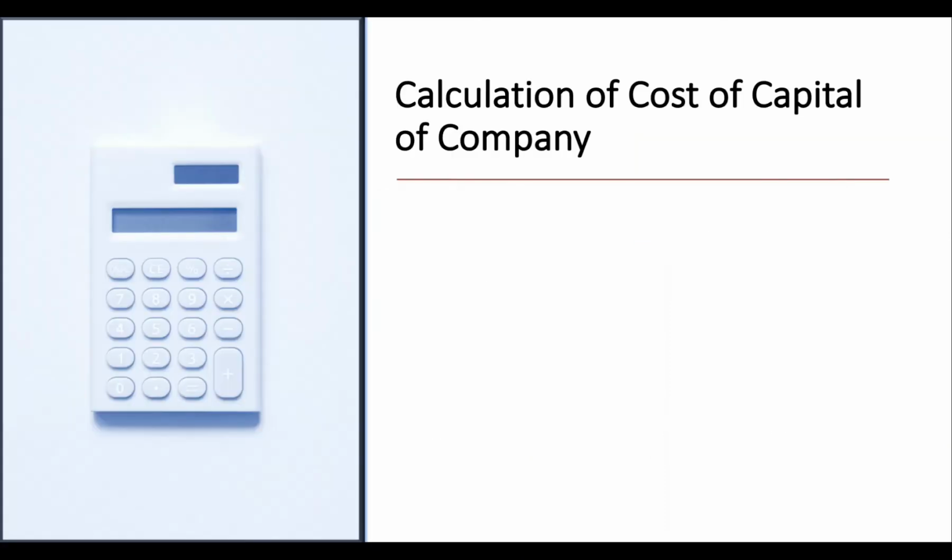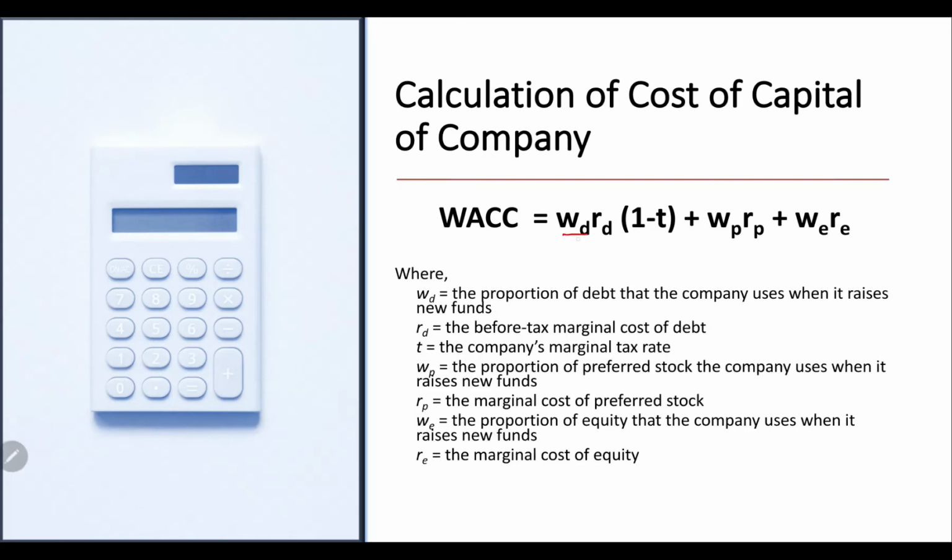Moving on, how do we calculate the cost of capital of a company? The calculation of the cost of capital is a two-step process. We first calculate the marginal cost of each component of capital and then weigh each of such marginal costs. So this is the equation for calculation of WACC. Here, WD is the proportion of debt in the company, RD is the before-tax marginal cost of debt, T is the company's marginal tax rate, WP is the proportion of preferred stock, and RP is the marginal cost of preferred stock. WE is the proportion of equity that the company uses, and RE is the marginal cost of equity.